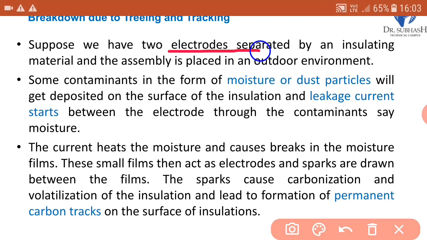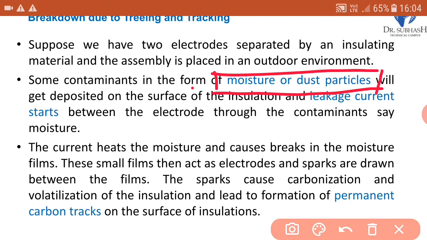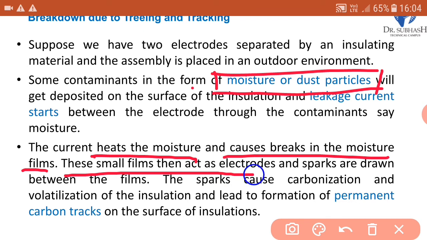Suppose we have two electrodes separated by an insulating material and the assembly is placed in an outdoor environment. Some contaminants in the form of moisture or dust particles will get deposited on the surface of the insulation and leakage current starts between the electrodes through the contaminants, say moisture. So due to moisture or dust, a leakage current starts in the solid material. The current heats the moisture and causes breaks in the moisture films. These small films then act as electrodes and sparks are drawn between the films.